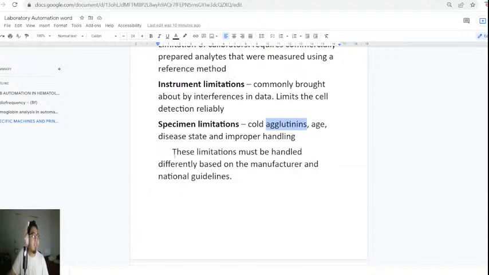So the limitations must be handled differently based on the manufacturer guidelines and national guidelines. Of course, you will not be able to operate the machines unless you have been trained.